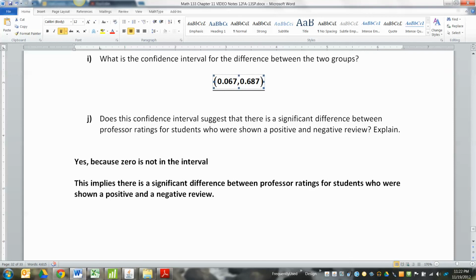Does this interval suggest that there is a significant difference between them? Just like earlier in this chapter, the answer is yes, because 0 is not contained in our interval. Remember, if there wasn't a big difference, then 0 would be contained in the interval, because when you subtract them, you expect it to be around 0. But 0 is not in this interval. That means there is a significant difference, or it doesn't mean it for sure. It implies there's a significant difference between professor ratings for students who are shown a positive and negative review.